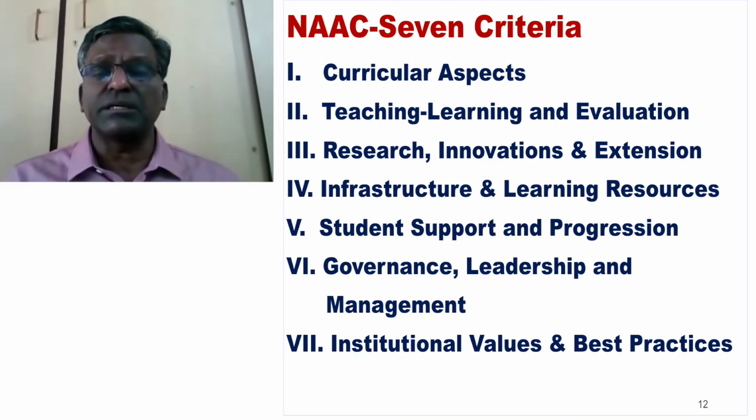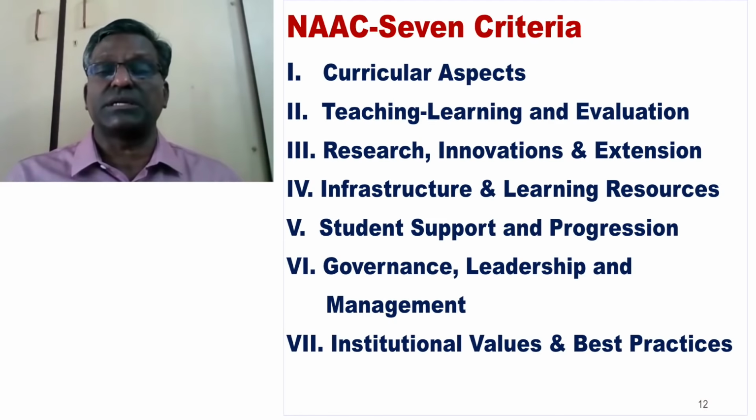Now, what are the 7 criteria? The first criterion is curricular aspects. The second criterion is teaching, learning, and evaluation. The third criterion is research, innovations, and extension. The fourth criterion is infrastructure and learning resources. The fifth criterion is student support and progression. The sixth criterion is governance, leadership, and management. And the seventh criterion is institutional values and best practices.